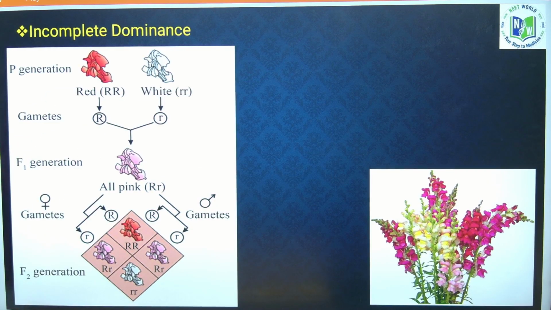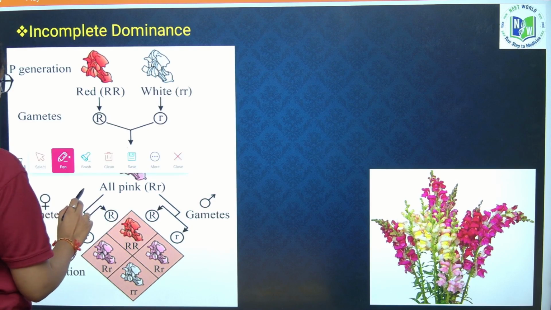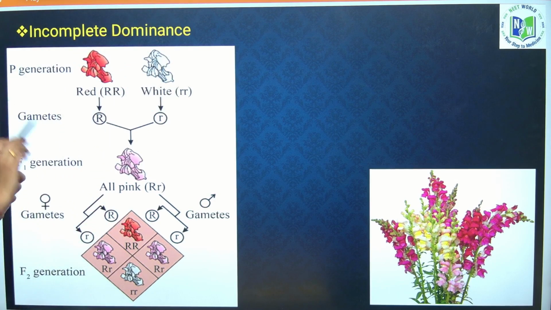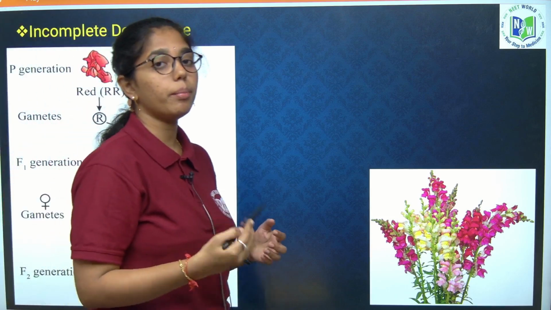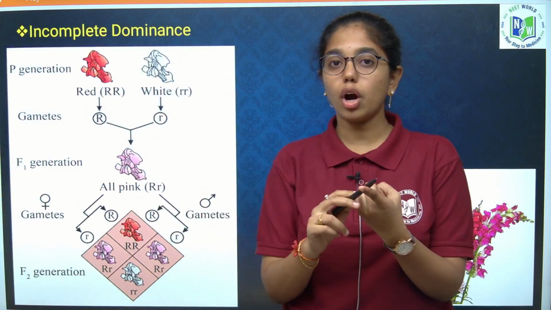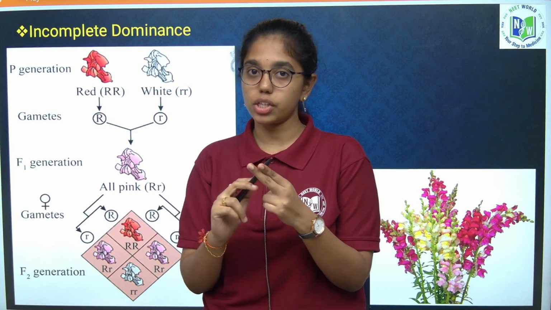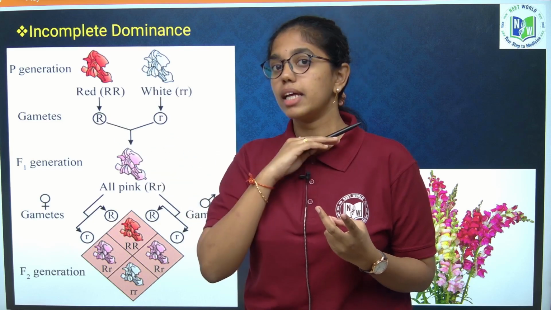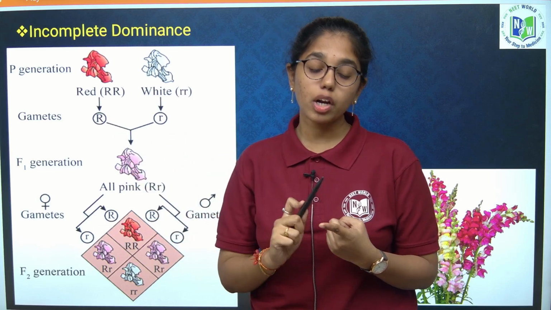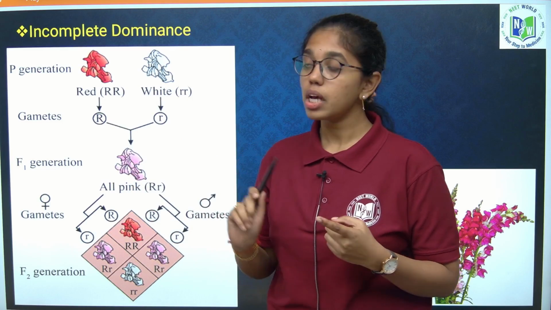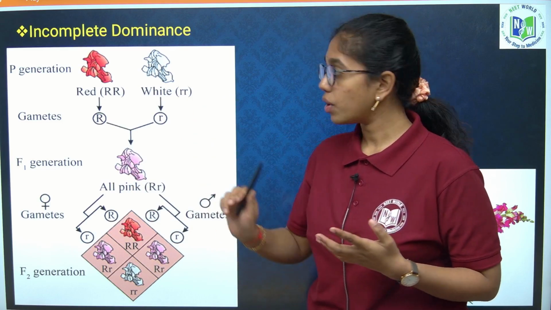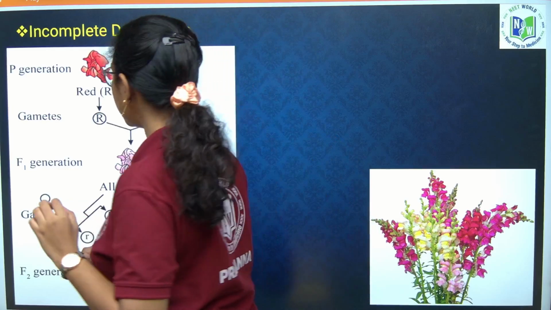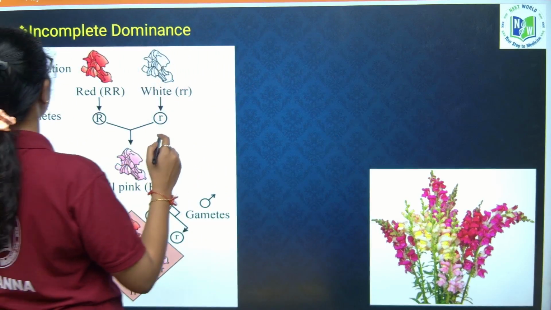incomplete dominance. Now we will discuss the deviations of Mendelian laws of inheritance, which he derived from the monohybrid cross. One is the law of dominance and the second is the law of segregation. Of these two laws, the law of segregation is unanimous, there is no exception for that. But for the law of dominance, there are exceptions which we are going to discuss now. One is incomplete dominance. Let us assume the flower color.